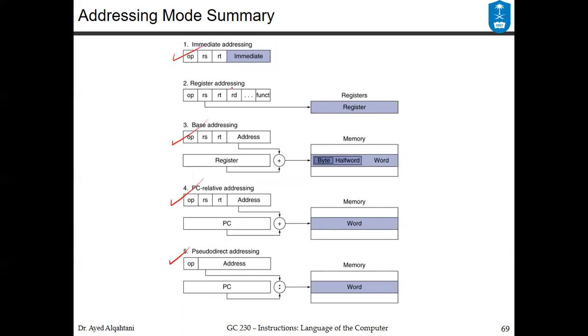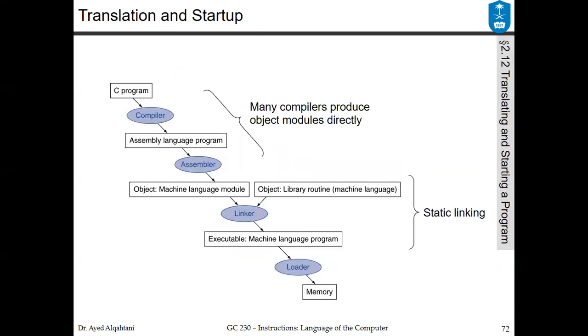The last one is the register addressing. In the register addressing, we have a register field that points directly to a register somewhere in the register file. And that's normal. When we want to find RS, you go to the register and find it. Similarly for RT and RD. There are more addressing modes, but these are the ones that we used in MIPS.